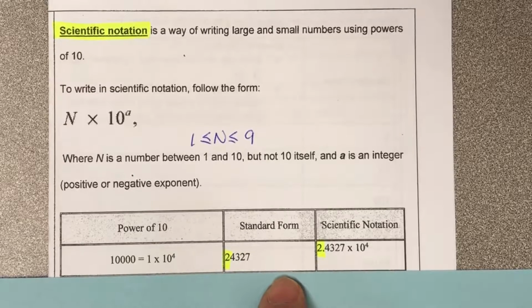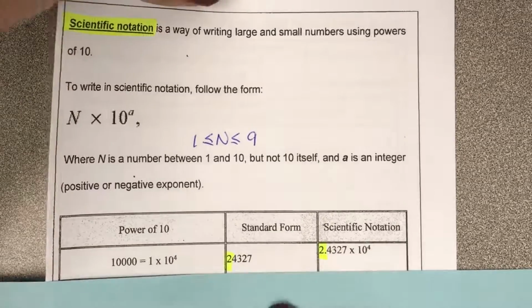To write a number in scientific notation, take the number in standard form, use the first significant digit, place a decimal, and multiply by the power of 10 representing the amount. 20,000 will be 10 to the 4th power, which is 2 times 10 to the 4th. Let's see another example for the pattern.